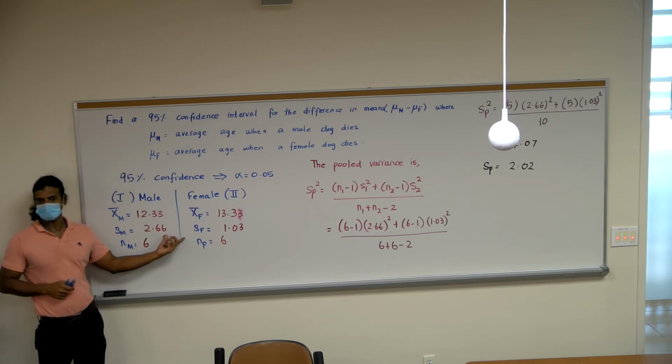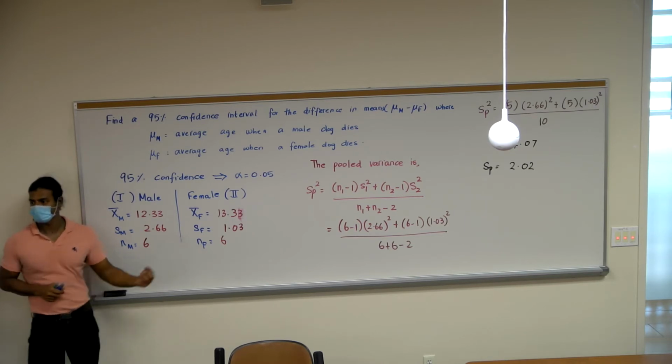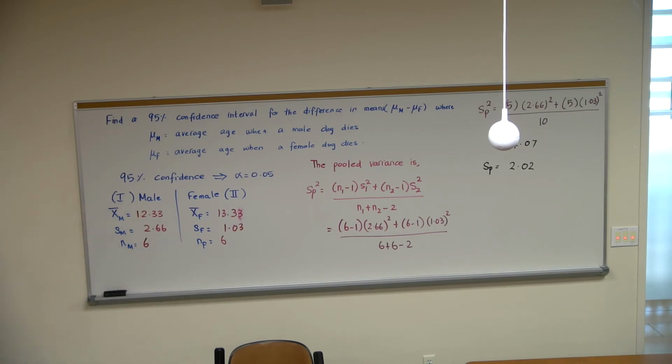If you were to put all of the data points into one list, would you get that 2.02 for your standard deviation on that list? No, it's not the same. Good question though.